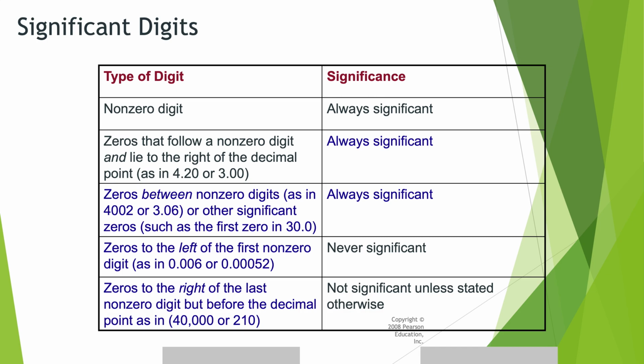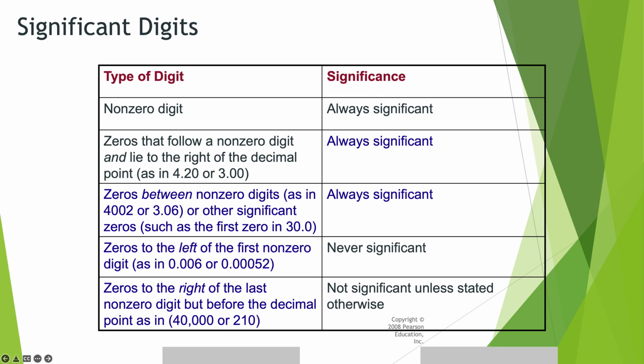Zeros to the left of the first non-zero digit, like 0.006, 0.00052, or if you really wanted to get extravagant, 0.0001531. Zeros to the left are never significant. And zeros to the right of the last non-zero digit, but before the decimal point, are not significant unless stated otherwise. So 40,000 or 210. In the case of 40,000, there would be one significant digit. In the case of 210, there would be two significant digits.